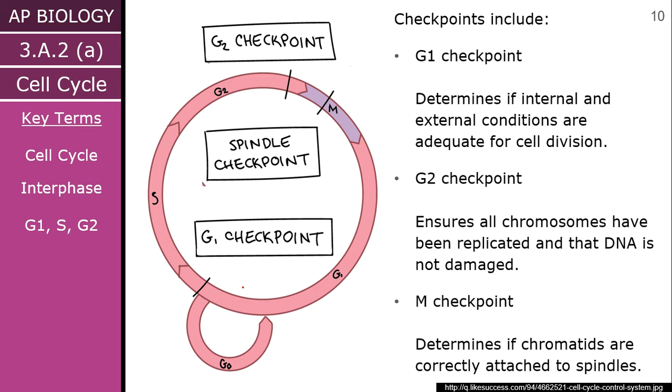So the G1 checkpoint will really check and make sure that the internal and the external cell conditions are adequate and good for cell division. So everything's doing okay. I've gotten some organelles in there. I've gotten bigger, all that. The G2 checkpoint is going to make sure that your chromosomes have been replicated and that your DNA is safe and sound. And then the mitosis checkpoint, the M checkpoint, is going to make sure that your chromatids are correctly attached to spindles. And I'm going to show you what that looks like. But it kind of happens after mitosis has started, but before mitosis finishes.